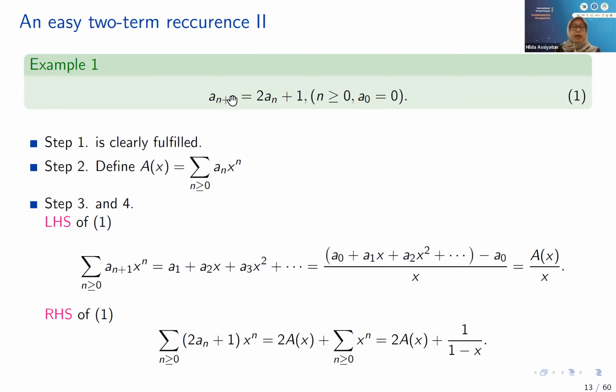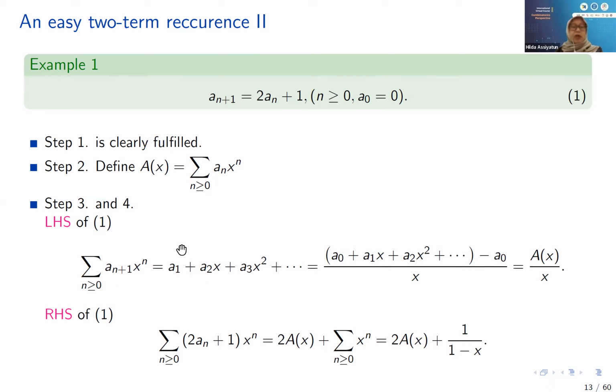Then the next step: we multiply both sides by x to the n, and sum over the values of n where the recurrence holds. So we multiply both sides by x to the n and sum over n greater or equal to 0. Now let's look at the left hand side first. The sum of a(n+1) x to the n, if we expand it, gives the first few terms: a1, a2 x, a3 x squared, and so on.